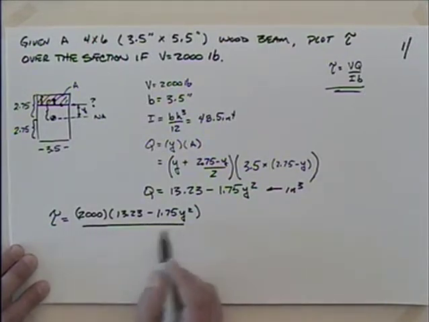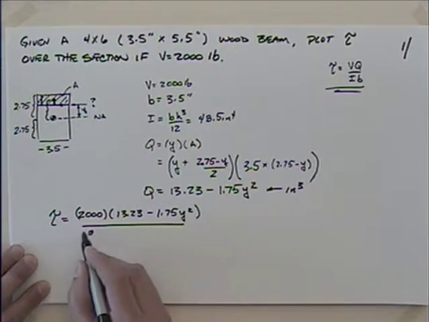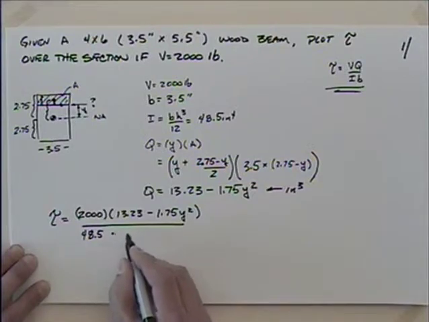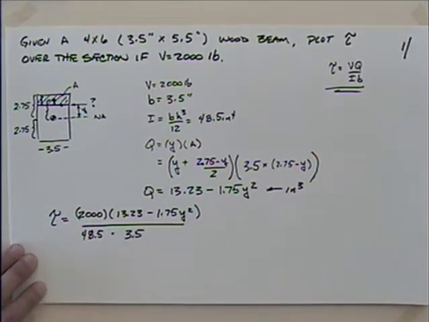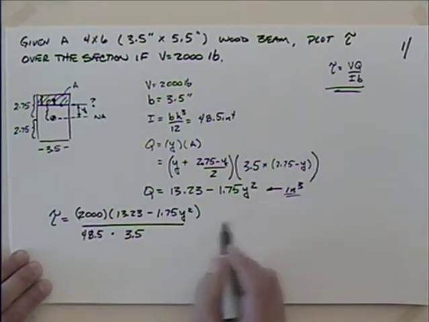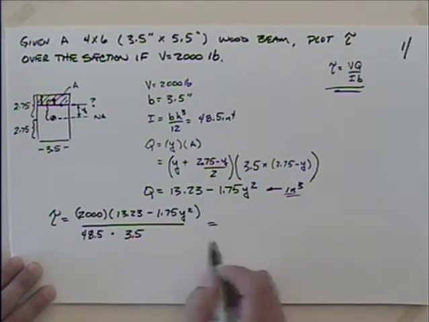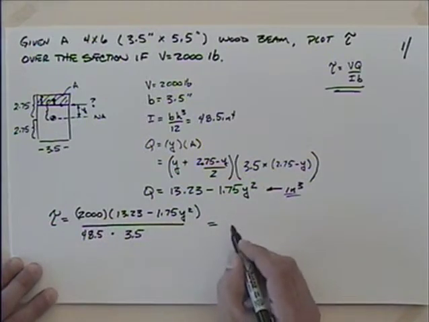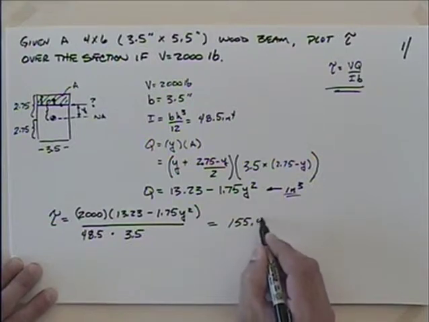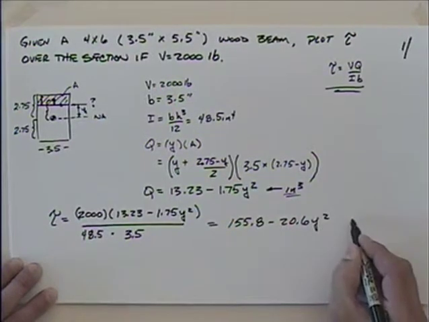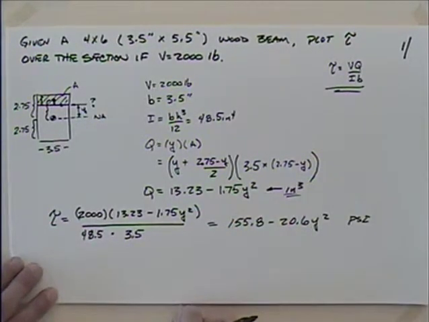And then I would divide by I, which was 48.5 inches to the fourth, and multiply by 3.5, that's the B dimension, in inches. So when you get done with the units, you come up with PSI. If you do a units analysis on this, recognizing that would be inches cubed, you should be in good shape. When you run through, you're just going to find this constant and multiply that times that polynomial, and you'll get 155.8 minus 20.6 y squared, and that would be PSI if you're keeping track of the units. So 155.8 minus 20.6 y squared.